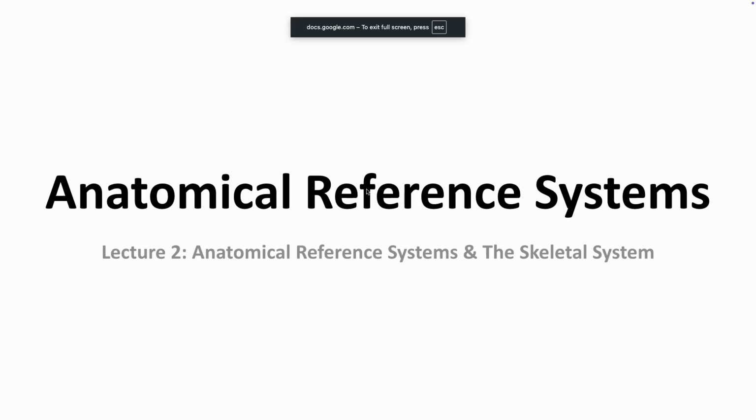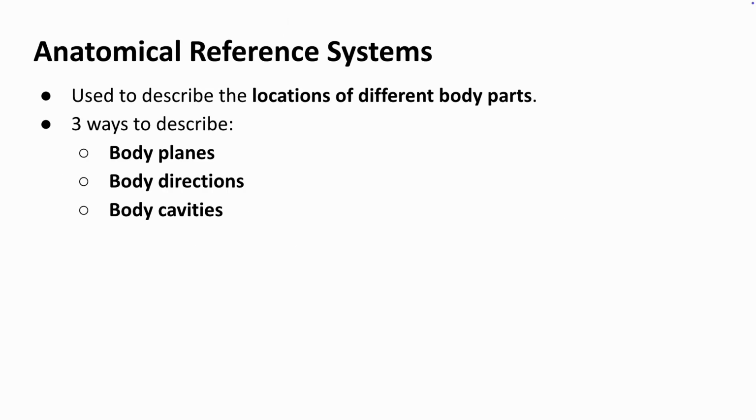So, anatomical reference systems. What it means is a way to describe the locations of different body parts: what is close to something, what is away from something, what is above the midline, below the midline, things like that. The first is the body planes.